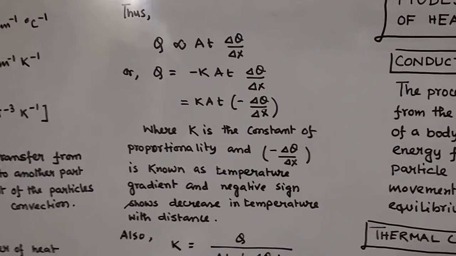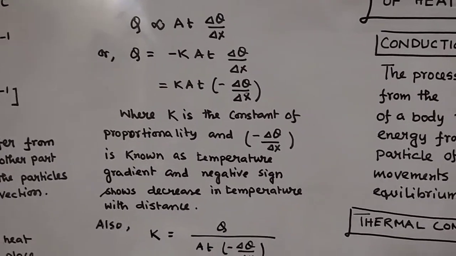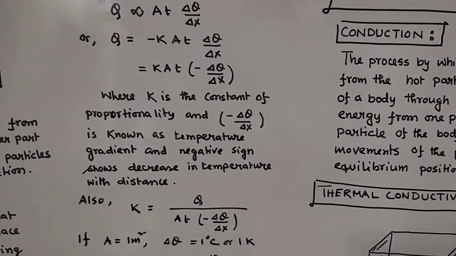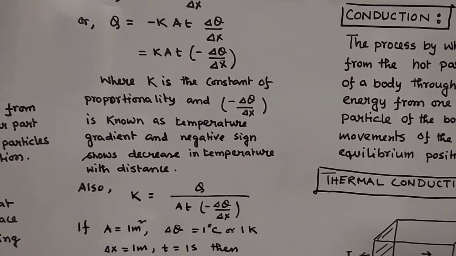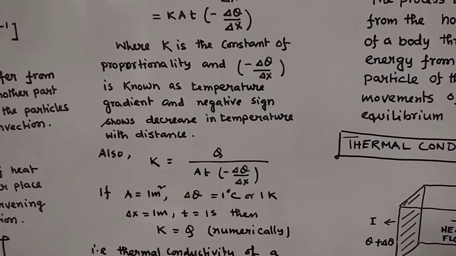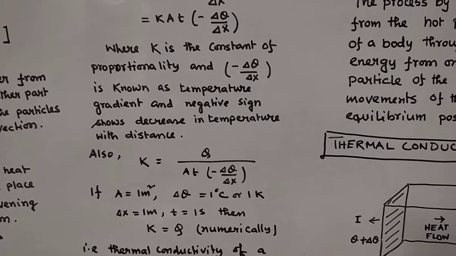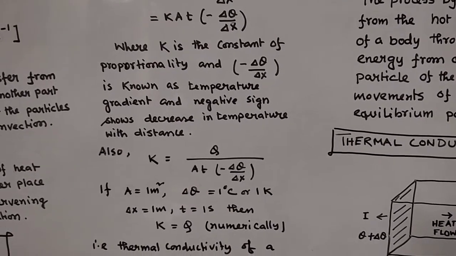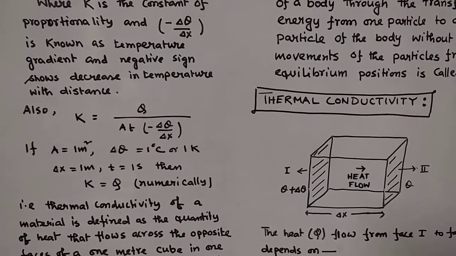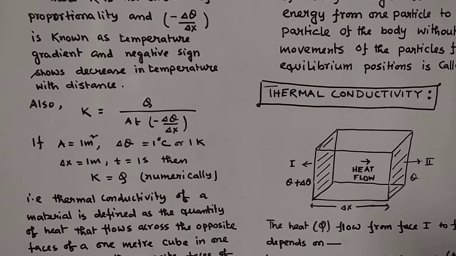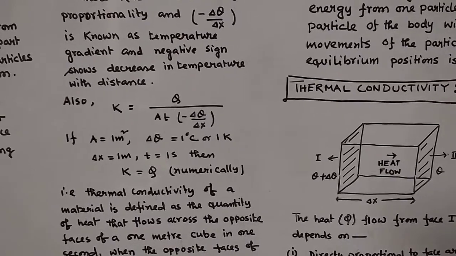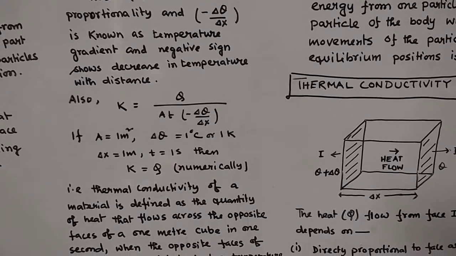So if you define K, then you have to bring K to one side and the rest of the terms to the other side. So K equals Q divided by A T times minus del theta by del X. Now if we consider A equal to 1 meter square, because A is your area, del theta equal to 1 degree centigrade or 1 Kelvin, delta theta is nothing but the difference in temperature between the two phases as per the diagram, and delta X is your 1 meter distance between the two phases. And if we consider T equal to 1 second, then K equals Q numerically, because the negative sign will be there, but we are considering the magnitude, that's why K equals Q.